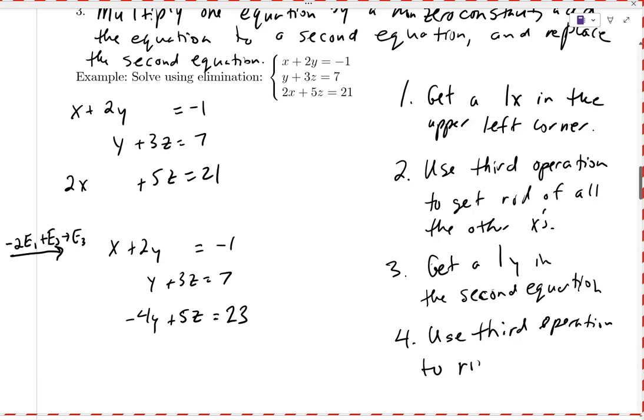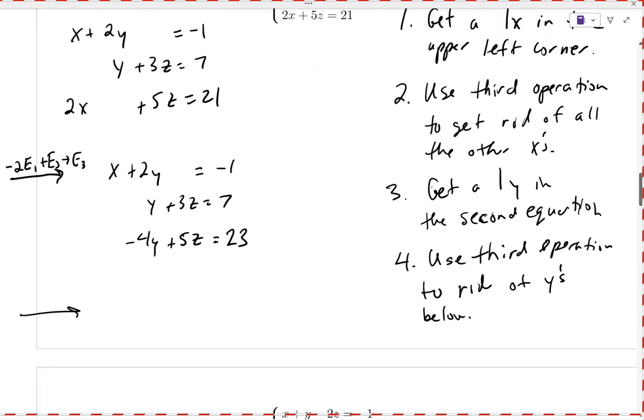To get rid of the y's below. Since I'm going to do that back substitution idea, I don't need to worry about the y above it. I just need to use the y below it. What do I need to multiply this y by to get rid of this -4y? 4, right? So we'll take 4 times equation 2, added to equation 3, replace equation 3.